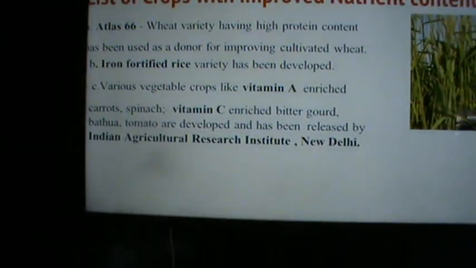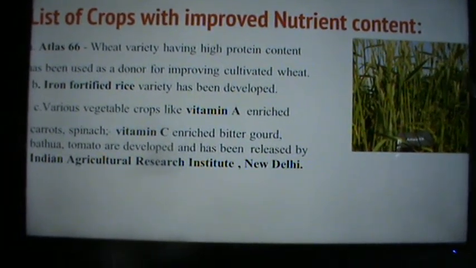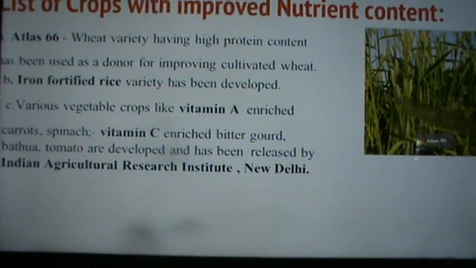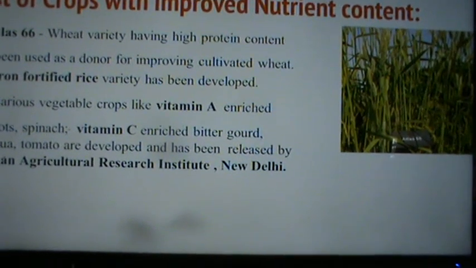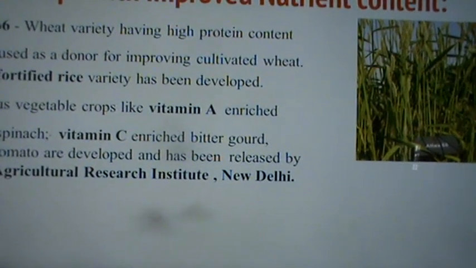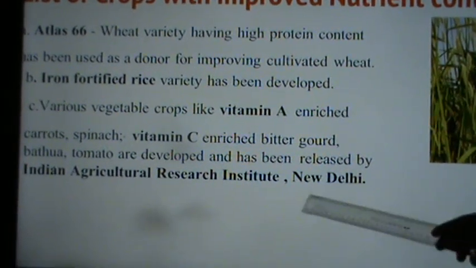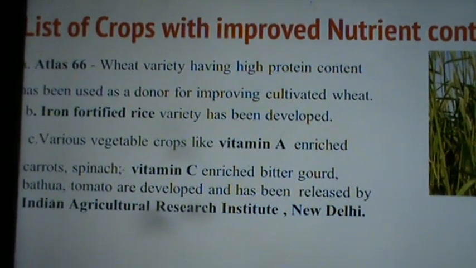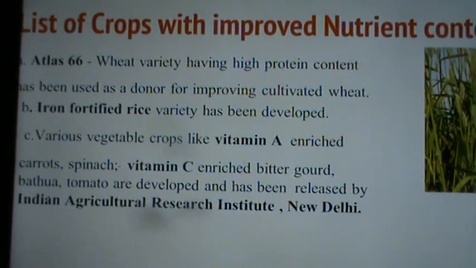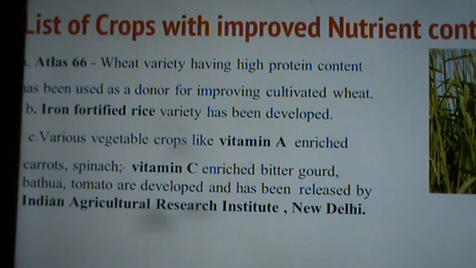An example of a hybrid variety is Atlas 66, a hybrid variety of wheat. This wheat has been developed with high protein content and has been used as a donor for cultivating other wheat plants. Another example is an iron fortified rice variety developed by the Indian Agriculture Research Institute, and this institute has also developed various vegetable crops enriched with vitamin A, like carrots and spinach, and vitamin C, like bitter gourd, bathua, a spinach-like green leafy vegetable, and tomato, developed by IARI, New Delhi.